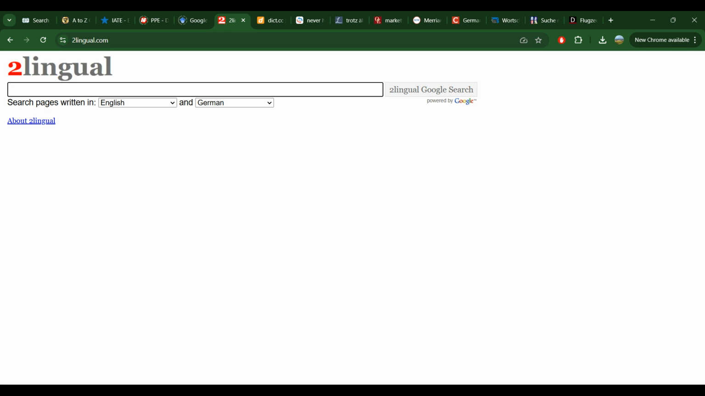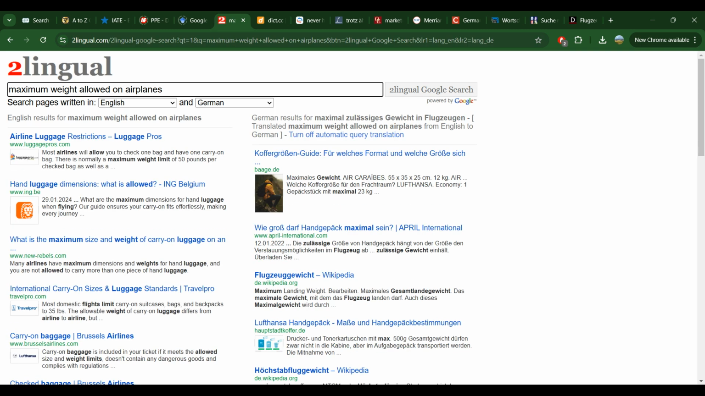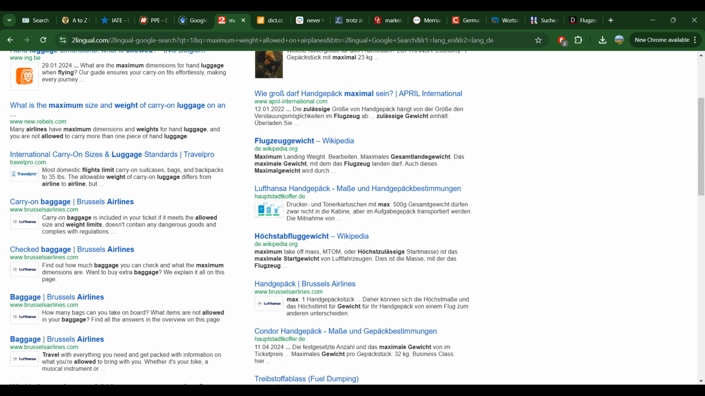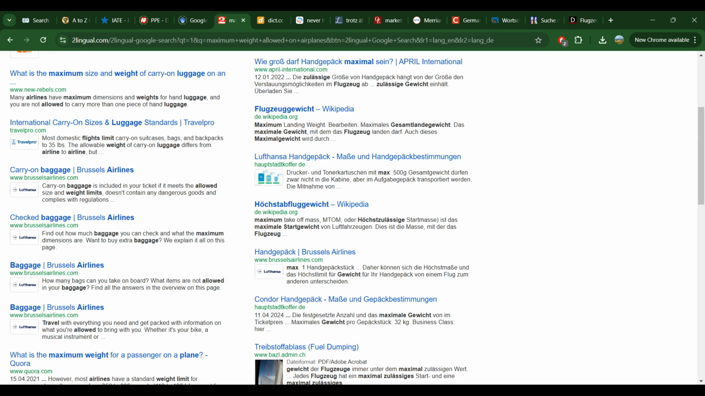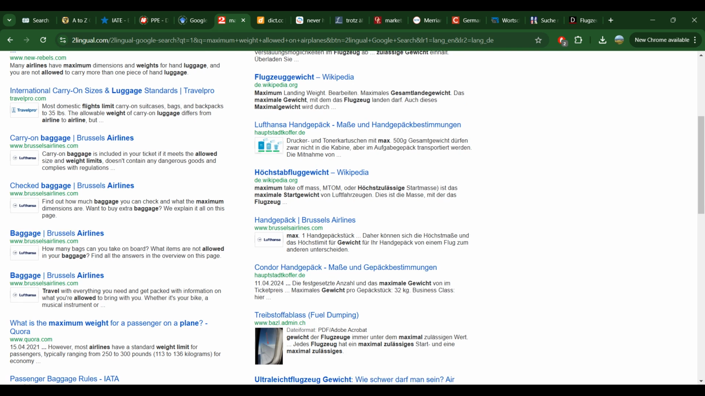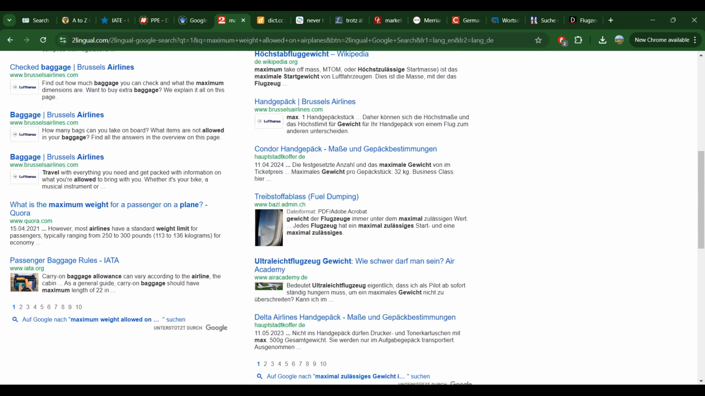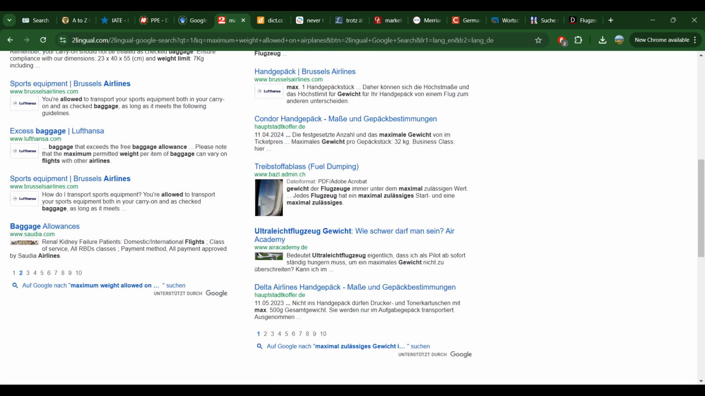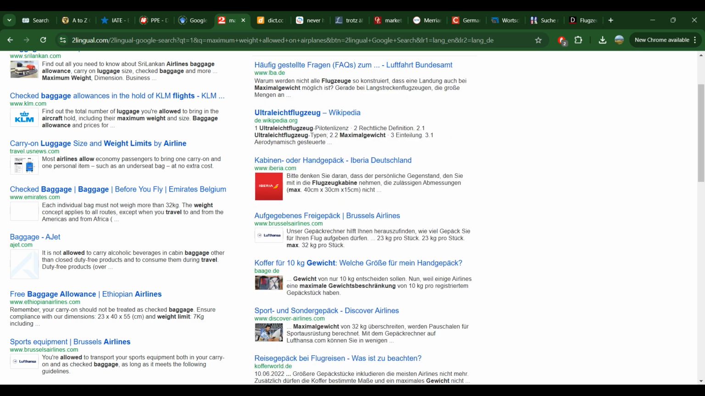So let's say I want to know about maximum weight allowed on airplanes. Right. Then it gives me results on the left side, like a normal Google site, and on the right side is the respective translation, right? So that can help a lot. For example, Brussels Airlines, and then on the right side you also have Brussels Airlines, the Handgepäck translation, right? So you get a two-lingual Google search, and you can just move to the second page, and then you see both languages at the same time.